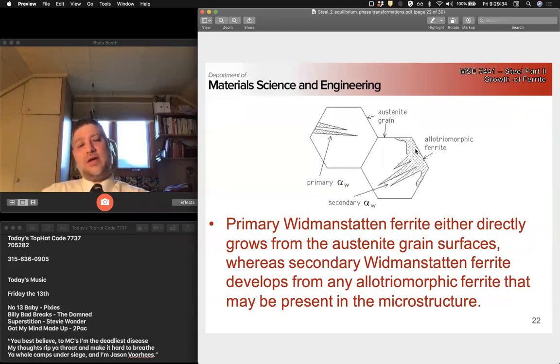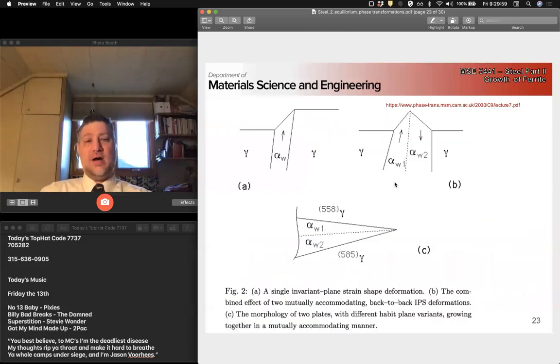What is important is the morphologies here. There's two ways that these Widmanstätten structures can grow. One is directly from the prior austenite grain boundary, in which case it's a primary Widmanstätten ferrite, or we can have allotriomorphic ferrite and the Widmanstätten can grow from that, in which case we have secondary Widmanstätten structure. And the interesting thing is, because we're at slightly lower temperature, it's not a purely diffusional transformation.